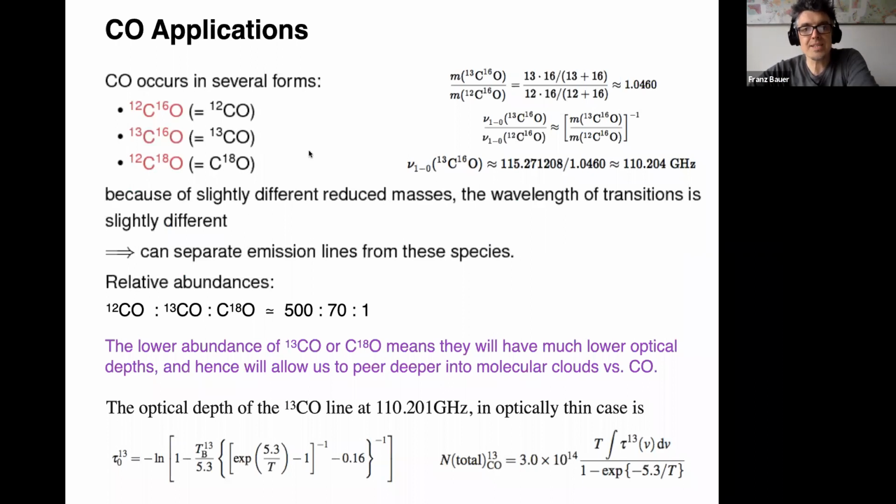In terms of using these isotopes, 12C16O is just 12CO, 13C16O is 13CO, and then 12C18O is C18O. These are some of the more common molecules. The abundance ratio of these is about 500 to 70 to 1. So for one of these, there's 70 of these, and there's 500 of these. This ratio here is roughly a factor of 8, or maybe 7.